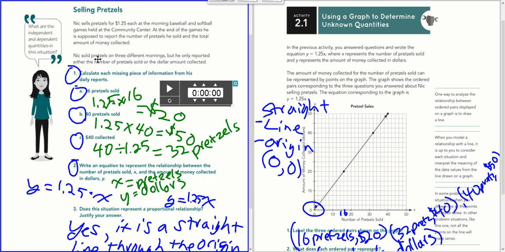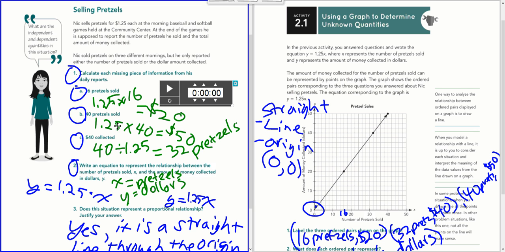They said he only reports one of those two changing amounts, right? So if he tells us the amount of pretzels, we're going to need to figure out the amount of money that he made. And if he tells us the amount collected, we need to figure out how many pretzels he must have sold. All right, so on number A, it's actually supposed to be 16 there. It's a little covered over. But 16 pretzels at $1.25 each would be $1.25 times 16, which is $20. So that would be our answer there.